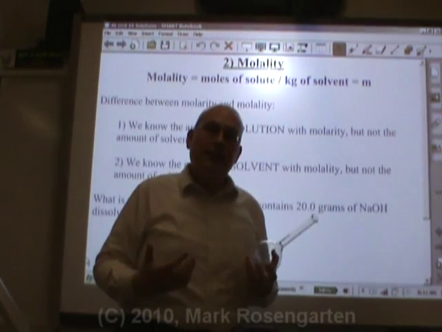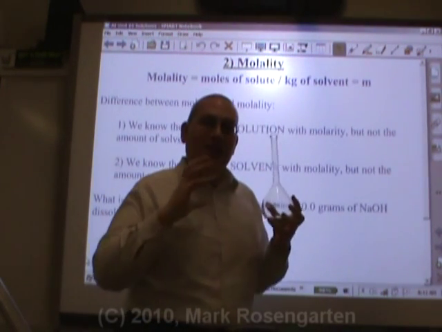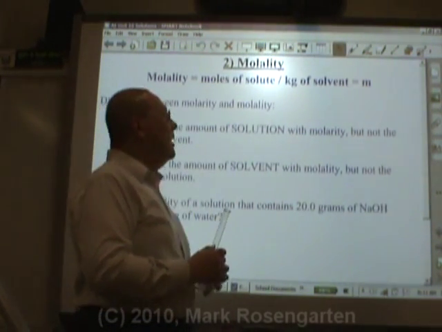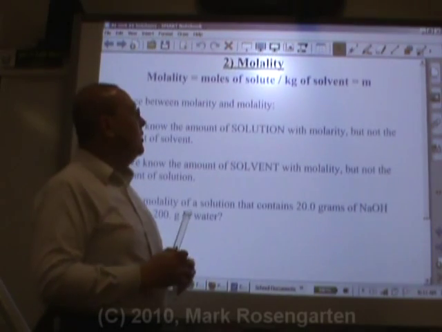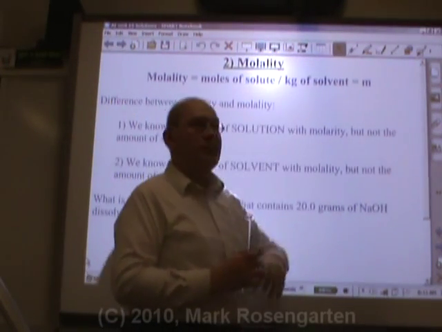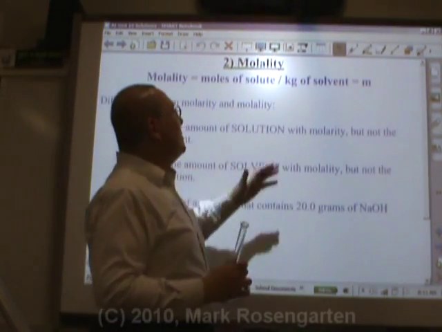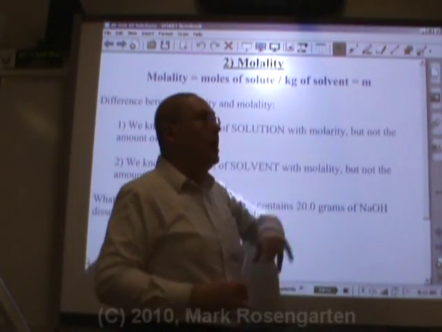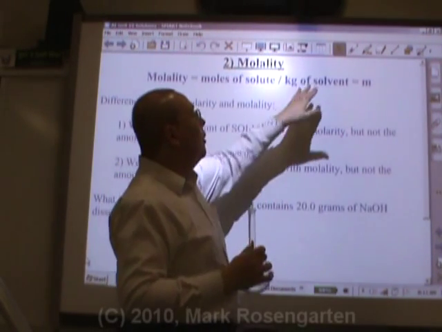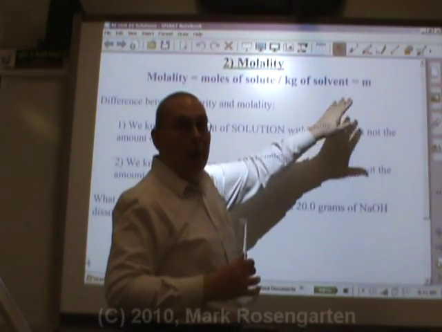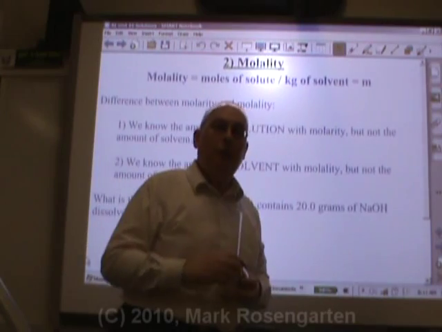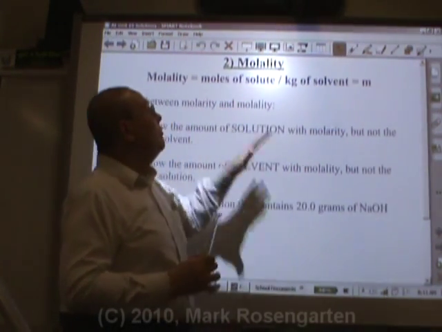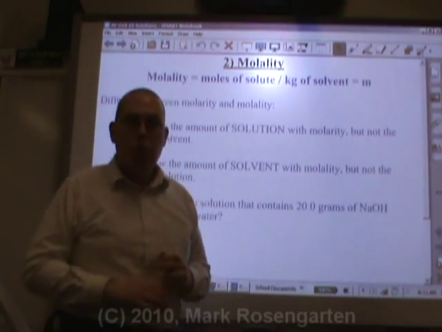We need a unit of concentration where we will know exactly how much water we have, and that is molality. Molality is how many moles of solute there are per kilogram of solvent. You see, in molarity, we wanted to know how many liters of solution. And remember, the solution contains both the solute and the solvent. When we do freezing point and boiling point problems, we need to know exactly how much water there is. So molality is the way to go.